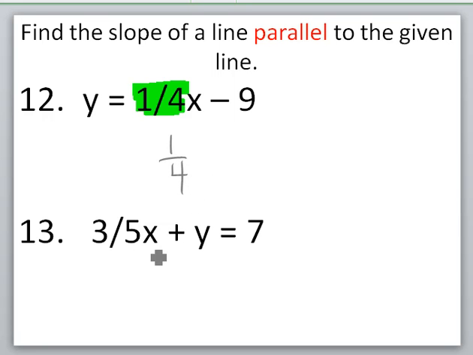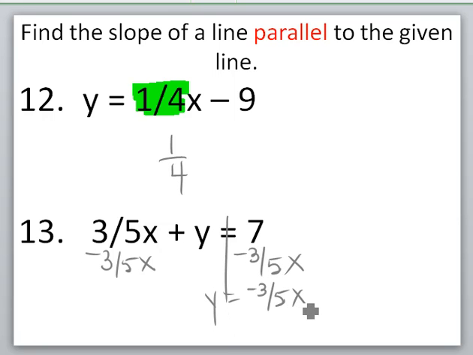This one, the slope is not as easily found. We just need to solve for y, so we'll subtract 3/5 x from both sides. That gives me y equals negative 3/5 x plus 7. So the slope of this line is negative 3/5. So the slope of a line parallel to it would also be negative 3/5.